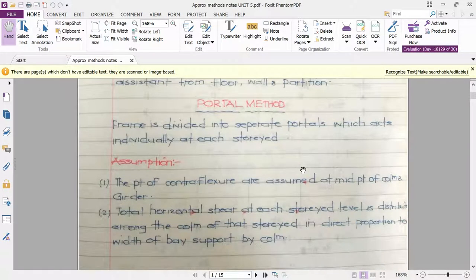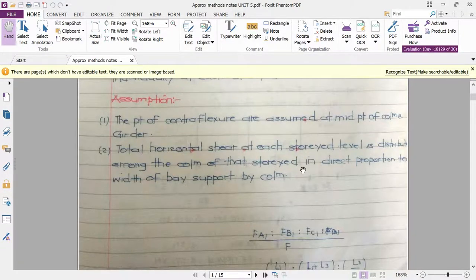First of all we will concentrate on the portal frame method, or portal method. In this method certain assumptions are made for solving the numericals. First of all, the frame is divided into separate portals which act individually at each story. These are some assumptions that you have to follow while solving numericals. First, the points of contraflexure are assumed at the midpoint of the column and the girder.